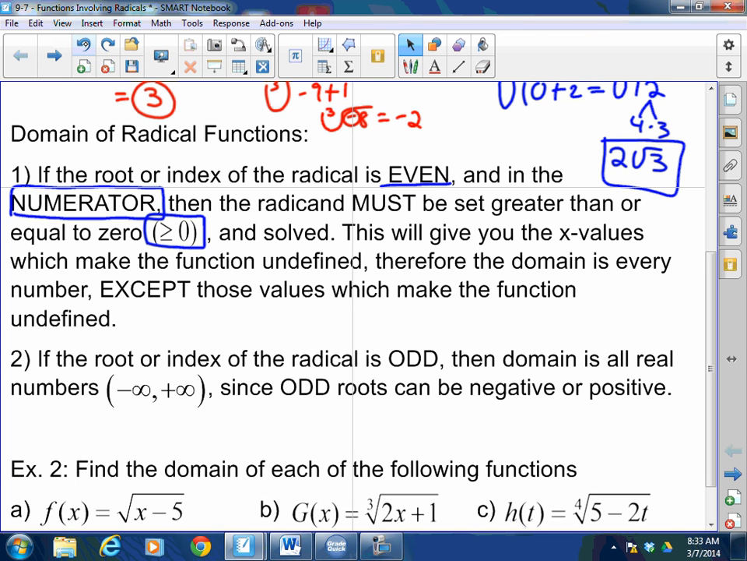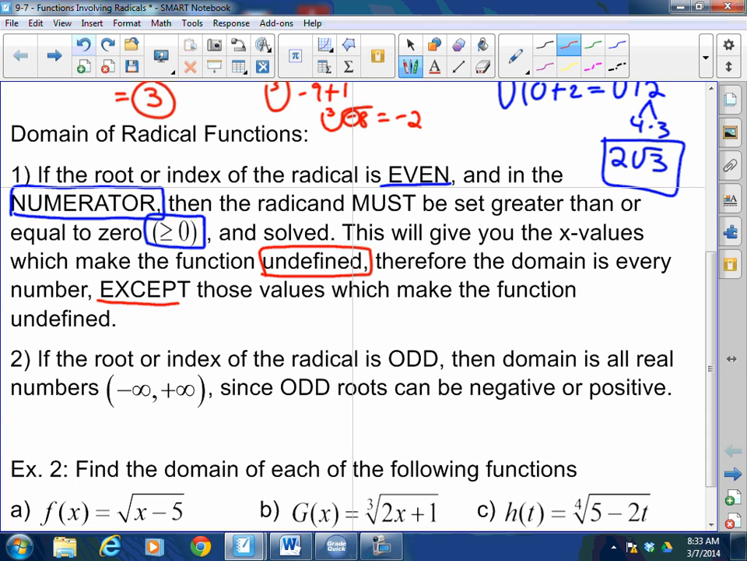So if you have a radical and it's an even root or an even index in the numerator, set the radicand greater than or equal to 0. Boom! Solve it. This will give you the x values which make the function undefined. Therefore, the domain is every number except those values which make the function undefined. Okay? Everything except those values.